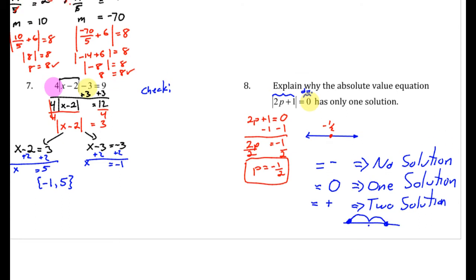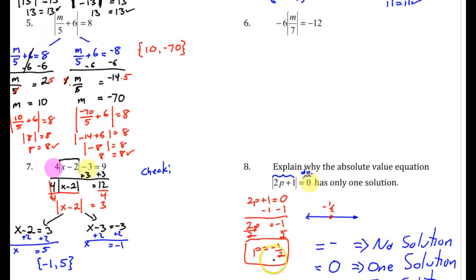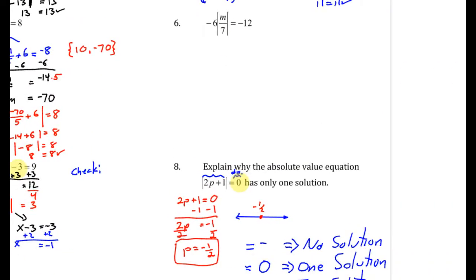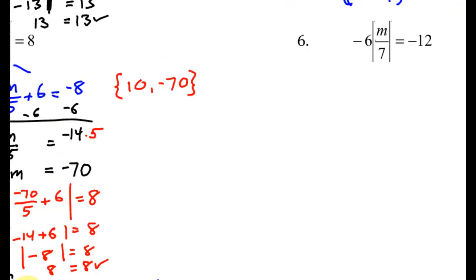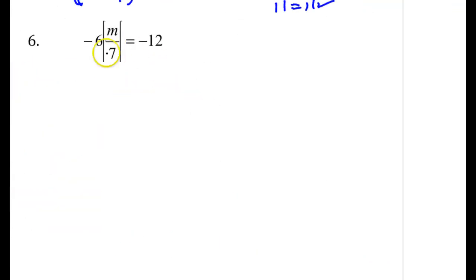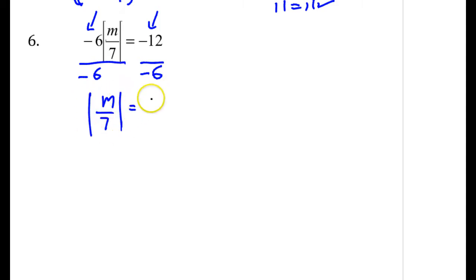Alright, let's finish up 6. Totally missed that one somehow. There we go. So outside the absolute value is negative 6. You might be saying, well, this one should be no solution, look, it's a negative. However, the negative on this side, once we divide by it, will cancel it out. And now we have some number divided by 7 is equal to positive 2. Negative divided by negative, positive.